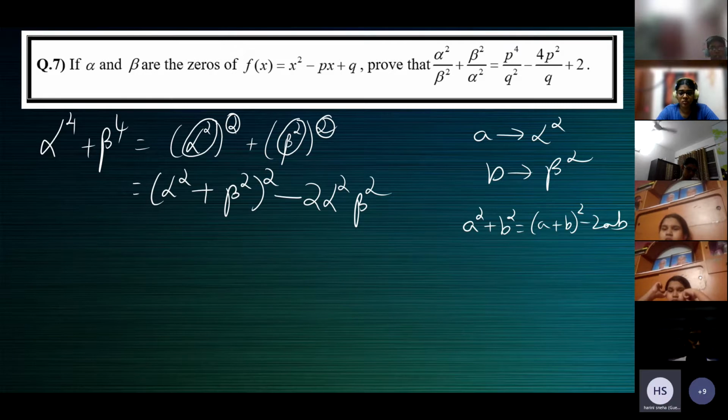Now again, we are not happy with this step because we don't find alpha plus beta and alpha beta. We are desperate that we should have only alpha plus beta and alpha beta because we know only those values. Ma'am, I can't understand this question from first, ma'am.